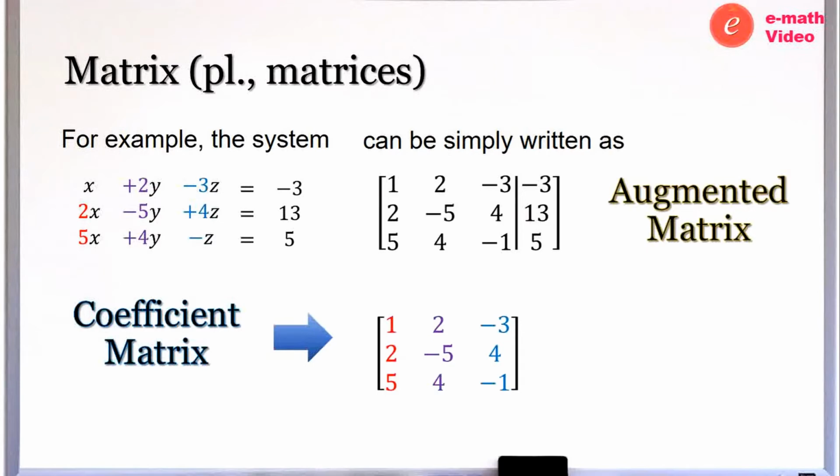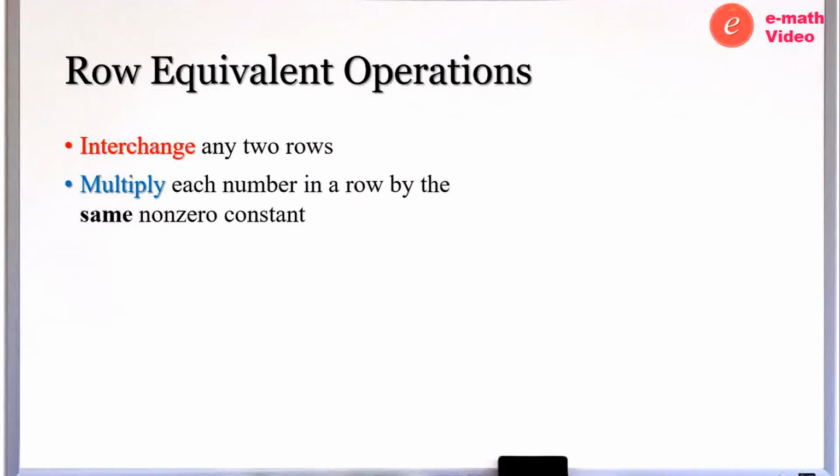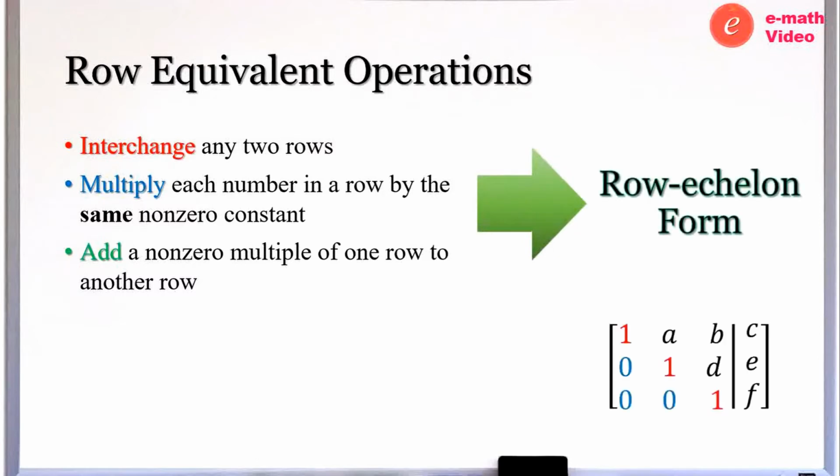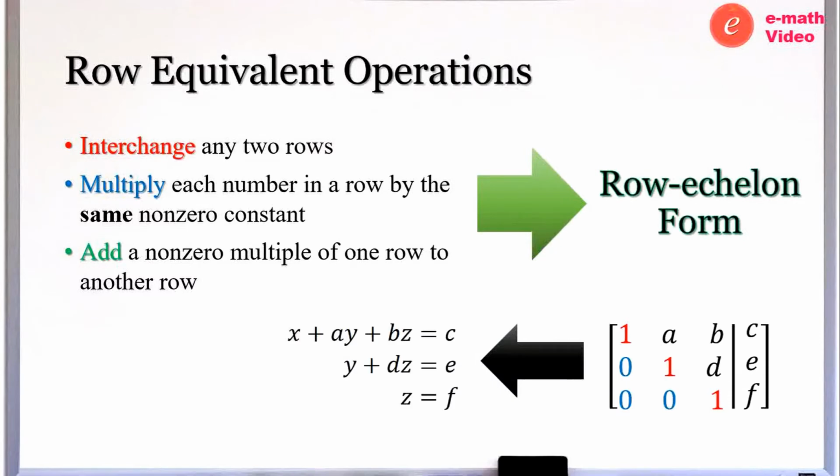For all the augmented matrix, we can perform row equivalent operations, which include interchanging any two rows, must be the whole row, yeah? Multiply each number in the row by the same non-zero constant, or add a non-zero multiple of one row to another row. These are the operations we use to produce row echelon form, the one we saw just now. When we convert back into equation form, it is definitely much easier to solve, isn't it? That is the general idea of Gaussian elimination.